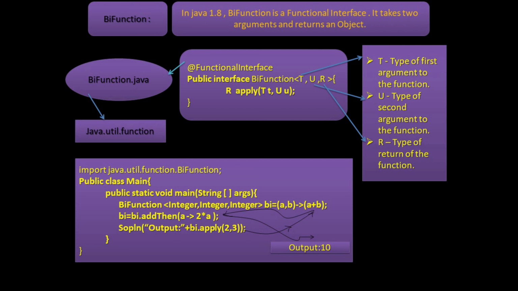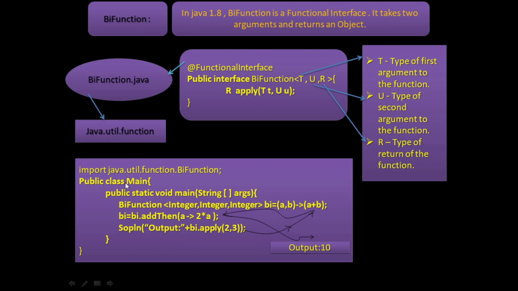You see BiFunction, it is available from 1.8 onwards in the java.util.function package. BiFunction is a functional interface. It takes two arguments and returns an object. Its signature is like this: public interface BiFunction with generic types of three arguments. T is the first argument, U is the second argument, and R is the return type, the third argument. BiFunction has two methods: one is the apply method, second is the andThen method.